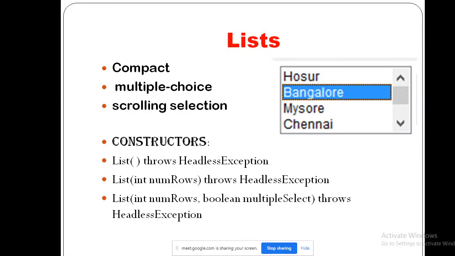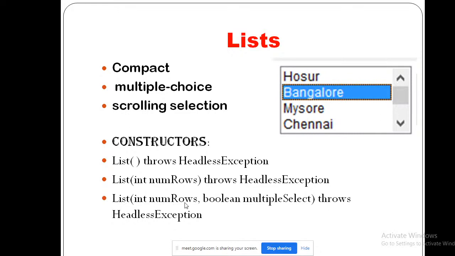The second type of constructor is where we specify the number of rows. When we use the number of rows, that number of items can be shown on our screen. I gave 4, that's why we can see 4 items on our screen. Next is the third type of constructor.